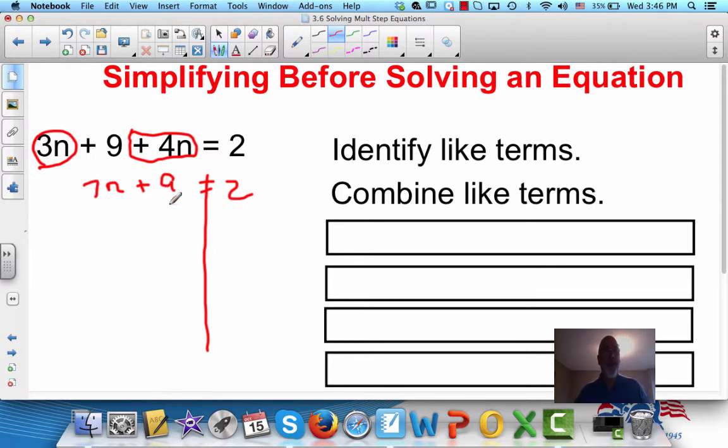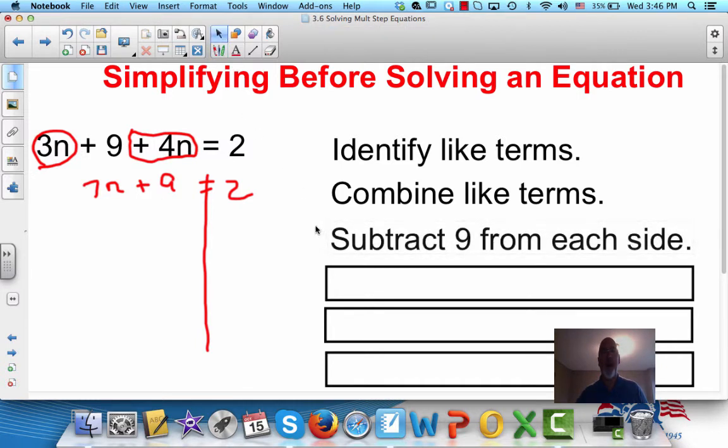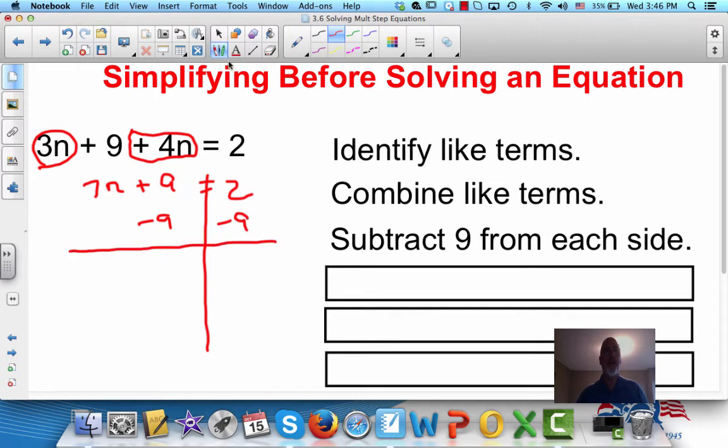Now, what's the next step we have to do? Right, we're going to do minus 9 because we're adding 9 here. So the opposite of adding 9 is going to be subtracting 9. So we're going to subtract 9 from each side. So that gives us minus 9 and minus 9 on this side as well. Draw our line to indicate our new step.